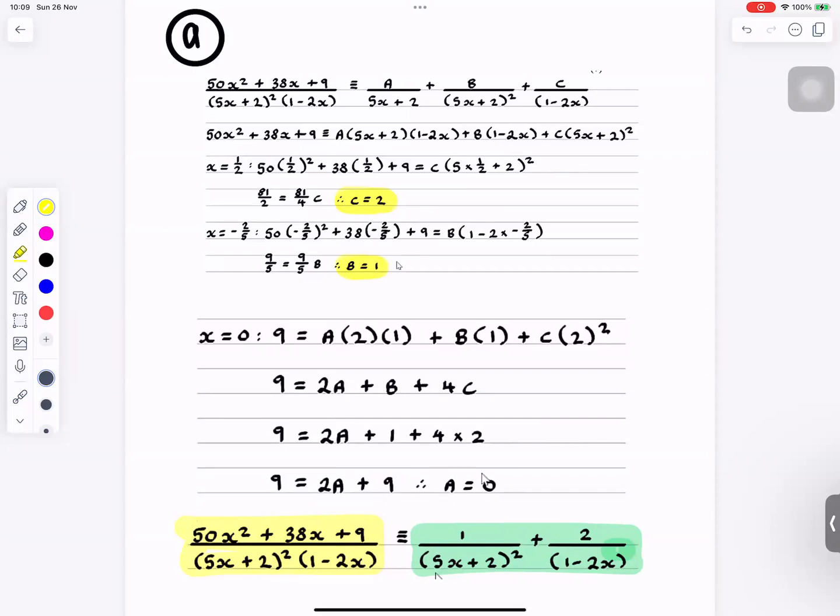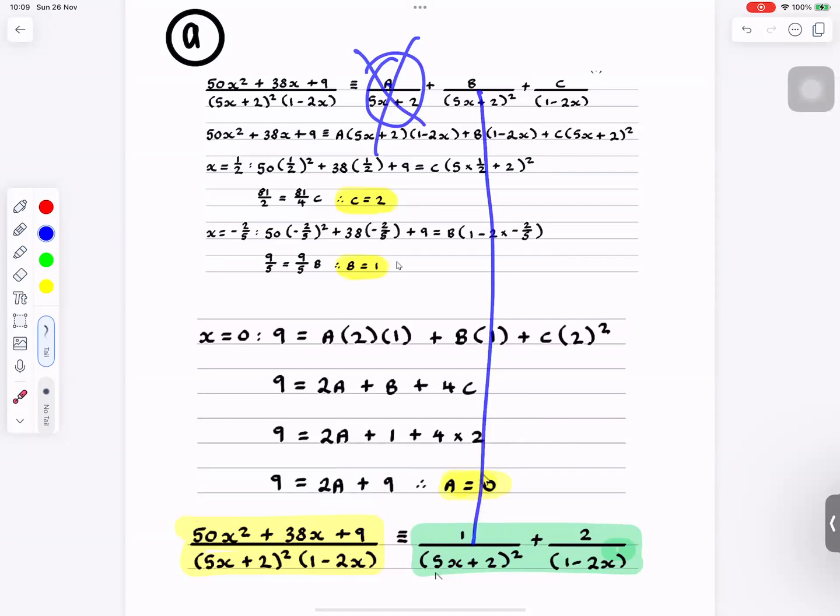And then we can pick a number that is easier to work with, 0. You can substitute x equals to 1, but I like to use 0. So you put 0, you will work out a to be equal to 0. So since a is 0, that will disappear, and you're left with b is 1 and c is 2.